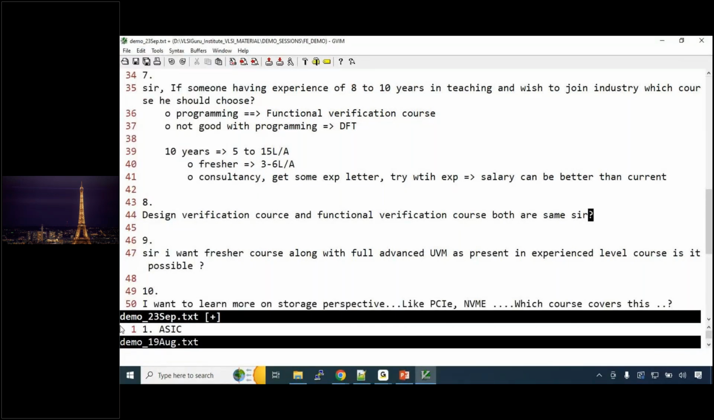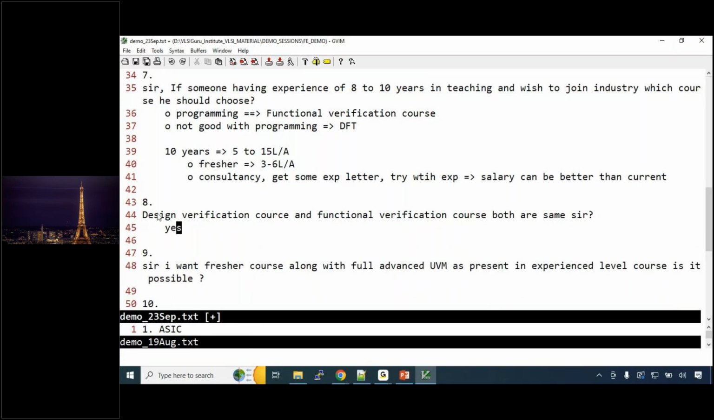Let's take this question. Design verification course and functional verification, are both the same? Yes, both are the same. When I say design verification or functional verification, both refer to the same thing.